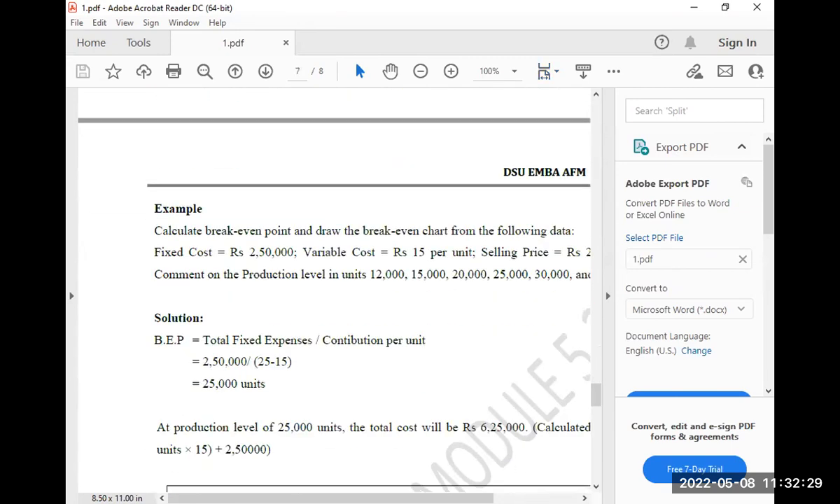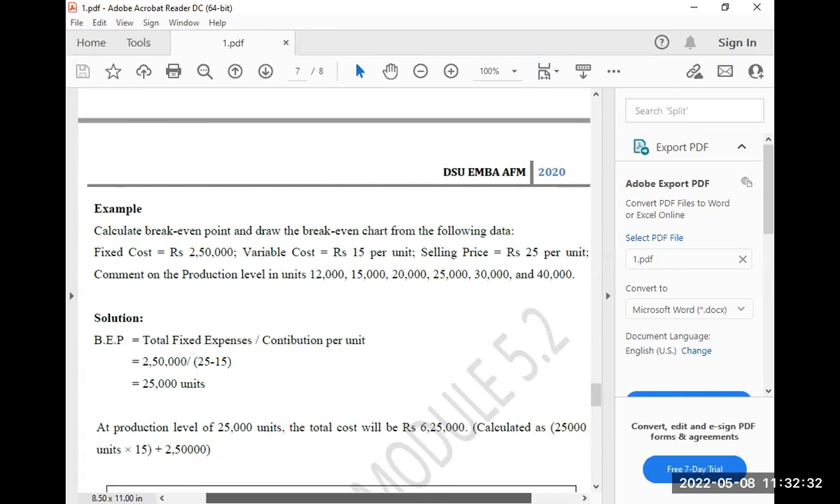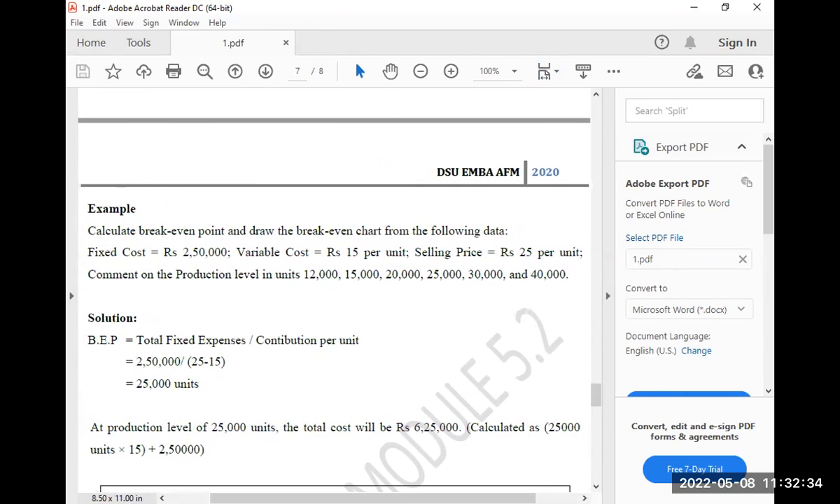Yeah, take this example. Calculate the break-even point. Drawing the break-even chart, you leave it, no problem. Calculate the break-even point for the given data. The data is very simple. Fixed cost 2,50,000. Variable cost 15 per unit. Please understand, somewhere it is given per unit, somewhere it is given total. You have to be very careful in taking the data.